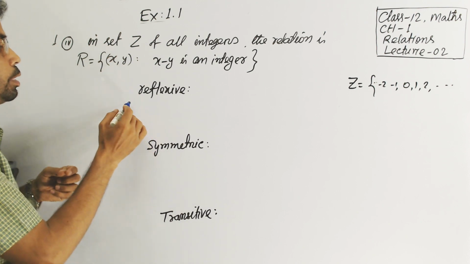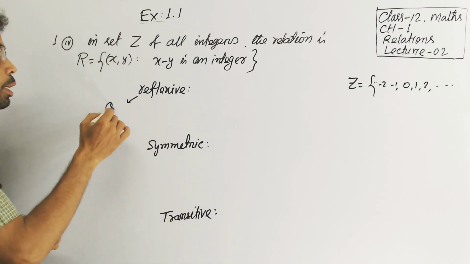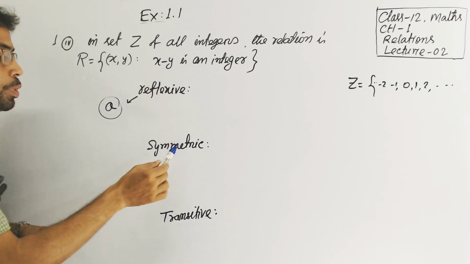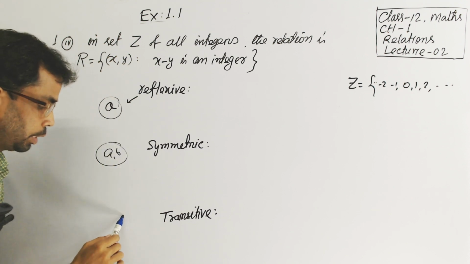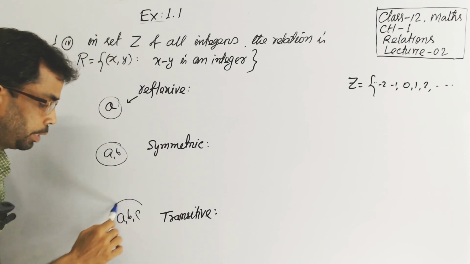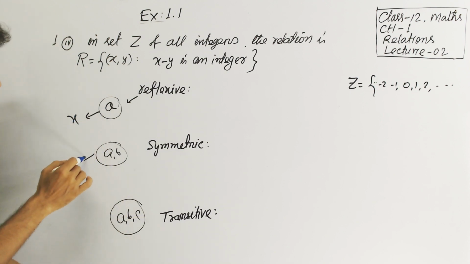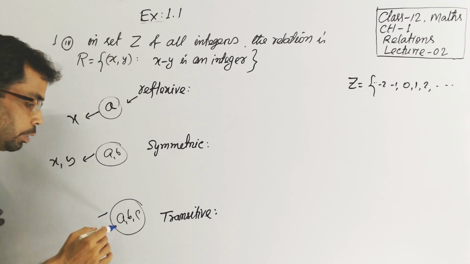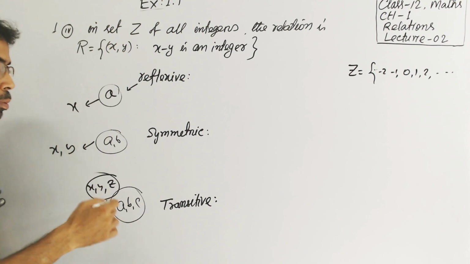Now, when we explain reflexive theoretically, we always take one arbitrary element from the set. We can take a. For symmetric, we can take two letters, a, b, and for transitive we always take three letters, a, b, c, and then we explain theoretically. We can take here x, here x, y, two elements, and here we can take arbitrary three elements, say x, y, z, and then we can explain the transitive condition.